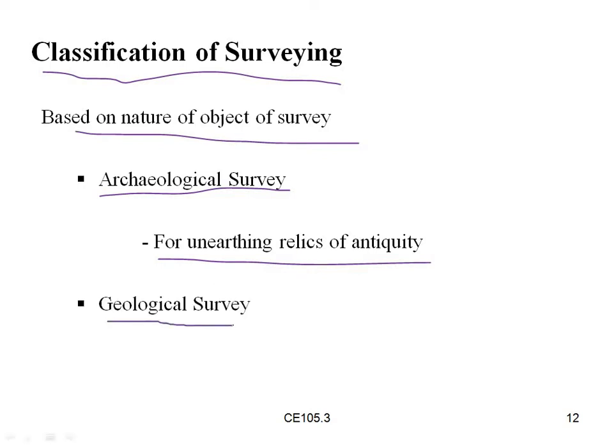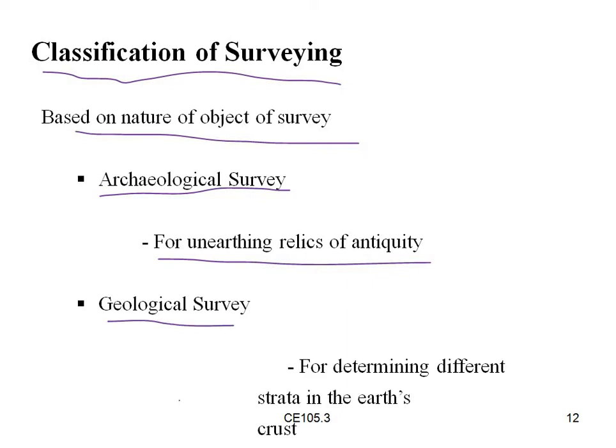So next is geological survey. Here we determine the different strata in the earth. Geological survey means under the ground, under the ground surface, from the bottom of the surface up to the earth crust. Earth crust means the center of the earth, at the bottom of the ground levels. So that is called the different earth strata.